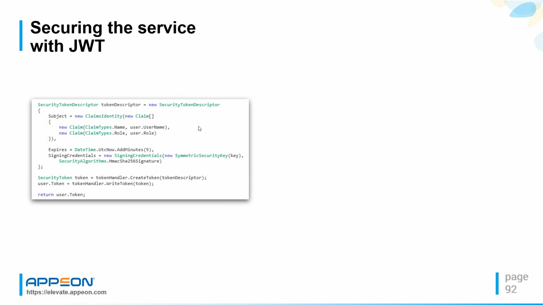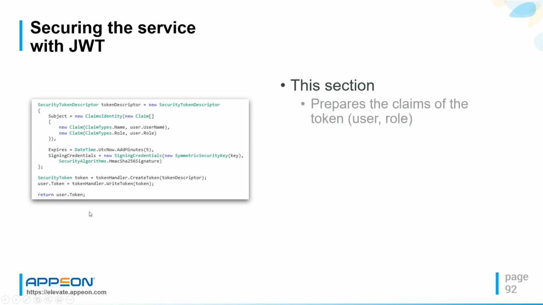But this is the standard way that you would create a JSON Web Token. There's a username, and there's the role they have. I'm setting the timeout to 5 minutes. I'm doing an HMAC SHA using that key that I got earlier in the previous slide. I'm creating a token from that, and then I'm adding it to my user class, and I'm also returning it from the method.